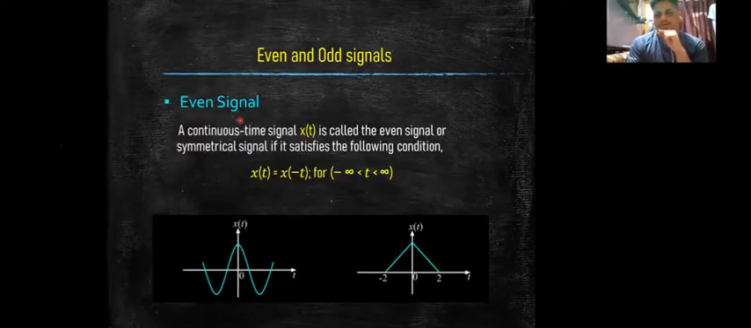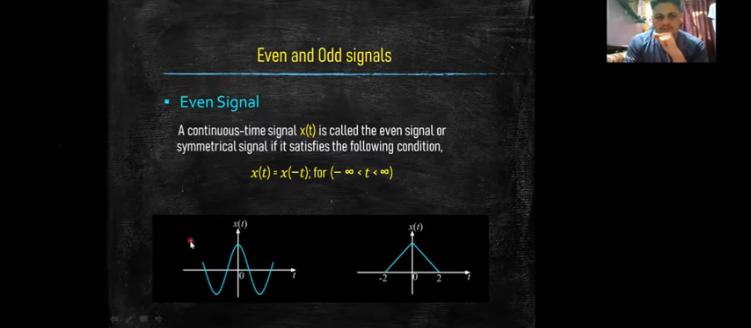Now let's get into the third type, which is even and odd signals. A continuous time signal, in this case x of t, is called an even signal or symmetrical signal if it satisfies the following condition: x of t is equal to x of minus t for the minus infinity to infinity range. Look at this word, symmetrical signal. Why so? Because in the formula x of t is equal to x of minus t, minus t suggests that the same signal is represented on the complementary side of which the original signal is drawn.